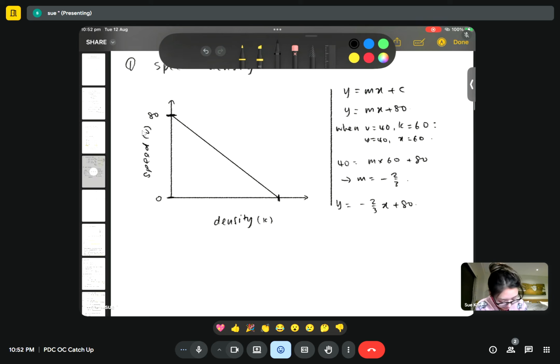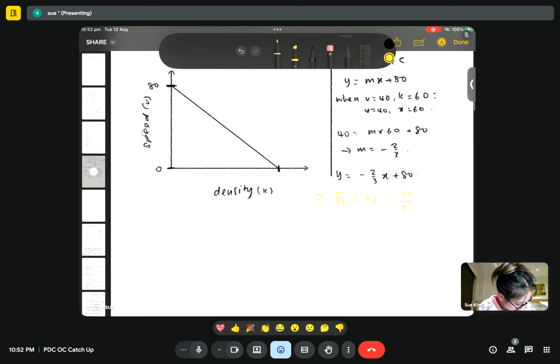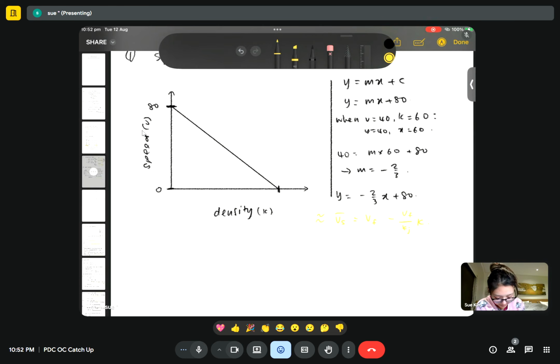And this form is basically equivalent to writing it using this. So that's the proper form, but it's equivalent to using the equation of this line.